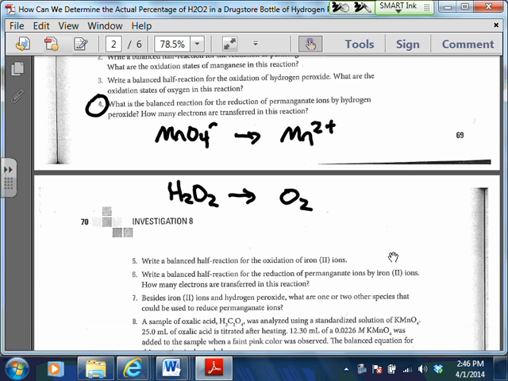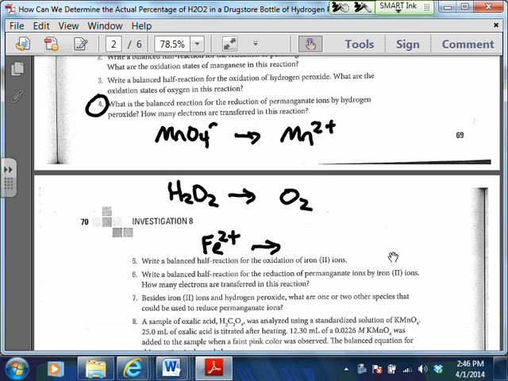Number 5, write a balanced half reaction for the oxidation of iron 2 ions, okay? So iron 2 is another way of saying Fe2 plus. The Roman numeral tells you the charge, right? If that's going to get oxidized, what's the charge going to change to? Right, it's going to have to be a bigger charge, right?